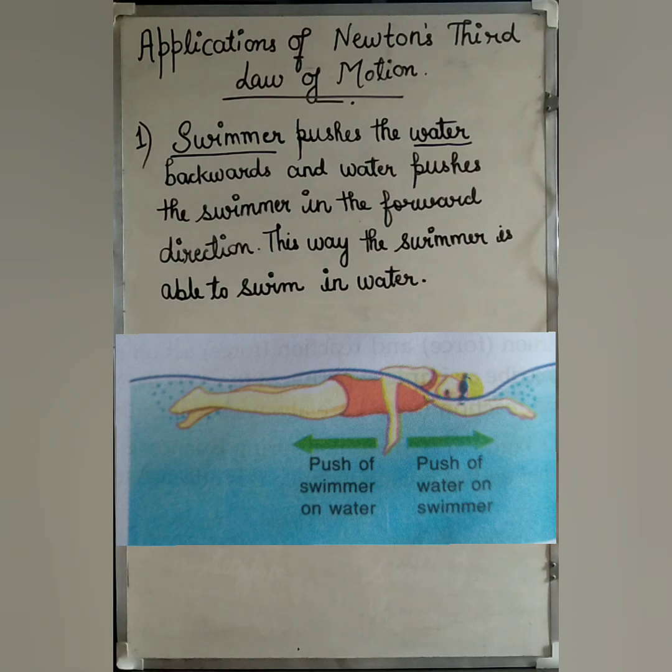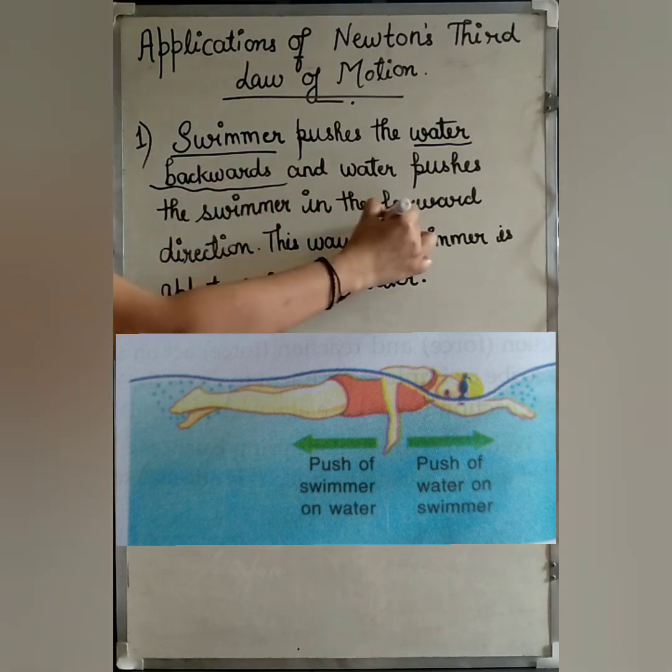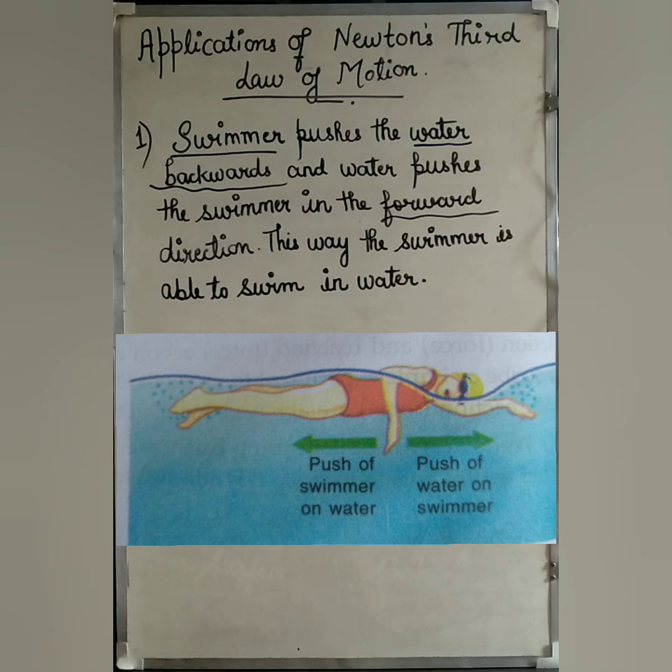The swimmer pushes the water backwards and therefore the water pushes the swimmer in the forward direction. You can see the picture, and in this way the swimmer is able to swim in the water. Now what is happening here? The swimmer is exerting an action force on the water in the backward direction. In return, by Newton's third law of motion, the water is also exerting force on the swimmer but in the opposite direction, that is, in the forward direction, and because of this the swimmer is able to swim in the water in the forward direction.